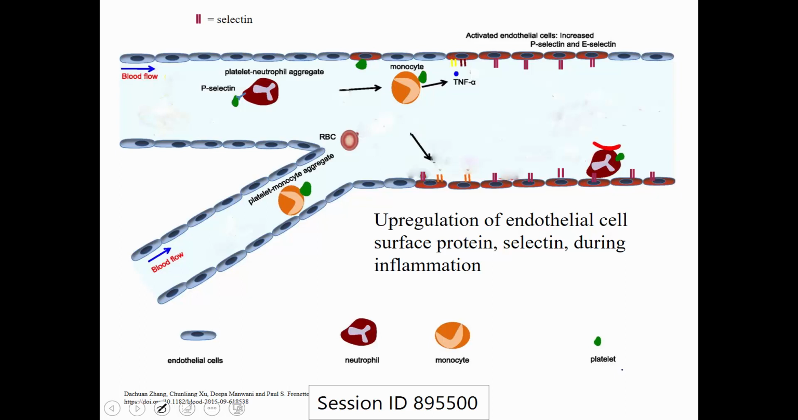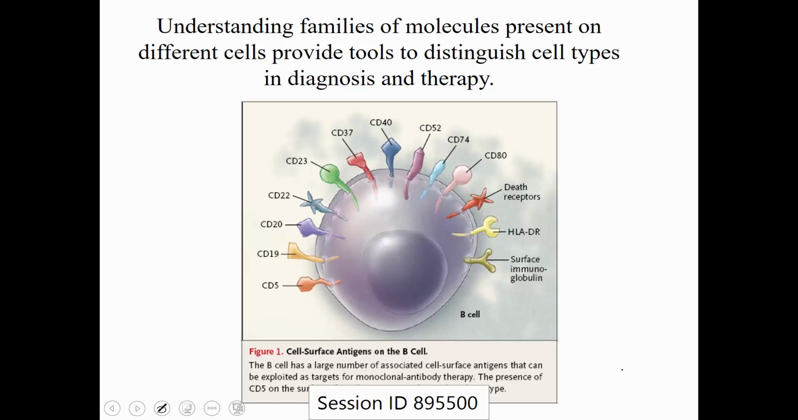So you can have expressions of proteins on membranes at different times depending on the state of that protein, of that cell. In other cases, you will have proteins that are expressed all the time but on different cell types. And so here is an understanding: families of molecules present on different cells provide tools to distinguish in diagnosis and therapy. So we're going to start talking about CD molecules.